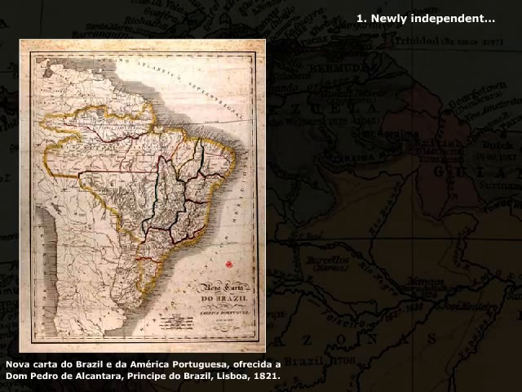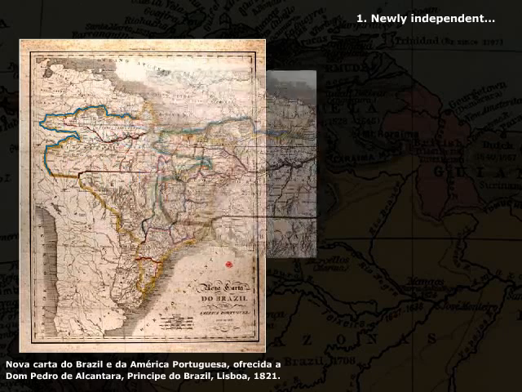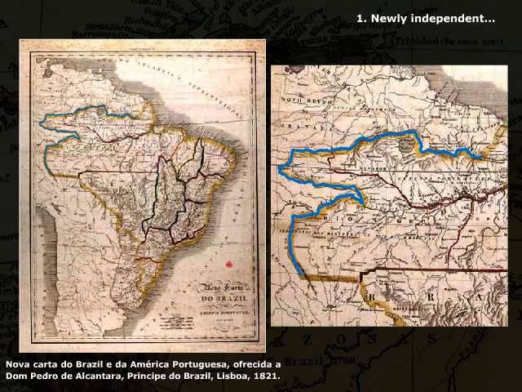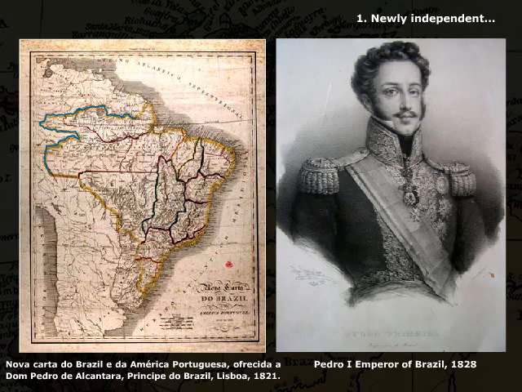Meanwhile, the Portuguese preference for the 1750 treaty in defining the Amazonian border was maintained in politics towards newly independent Spanish ex-colonies, as highlighted with the blue lines added to this Portuguese map of Brazil from 1821. This map was dedicated to Pedro de Alcântara, Prince of Brazil and son of Portugal's king. Pedro de Alcântara will proclaim Brazil's independence from Portugal in 1822 and crown himself as Pedro I, Emperor of Brazil.